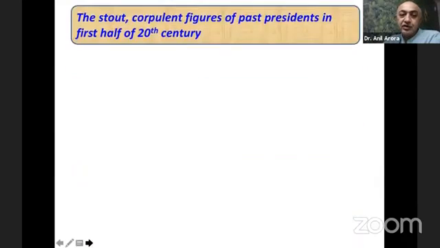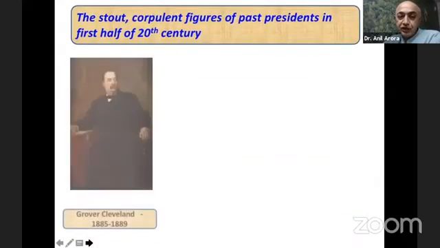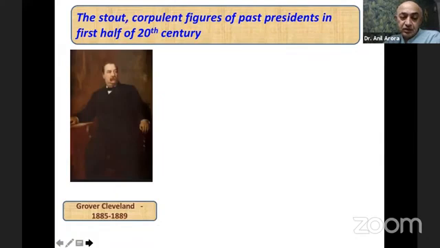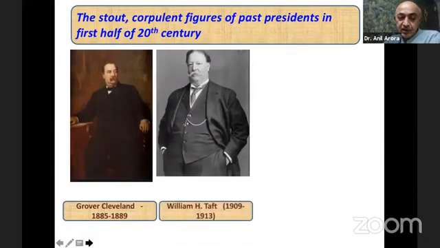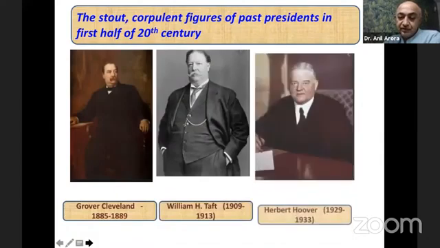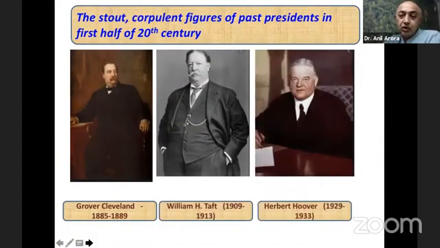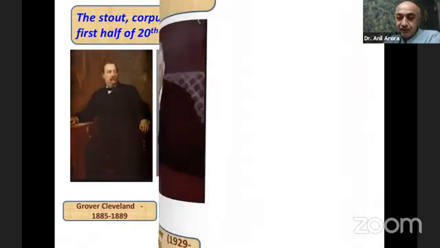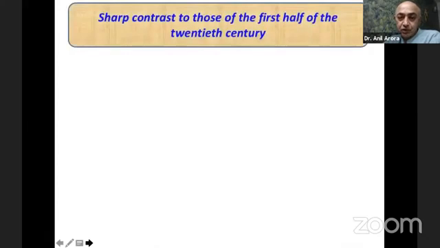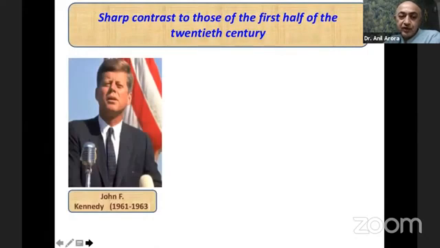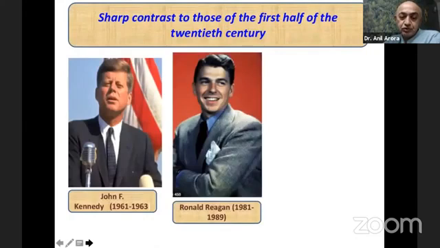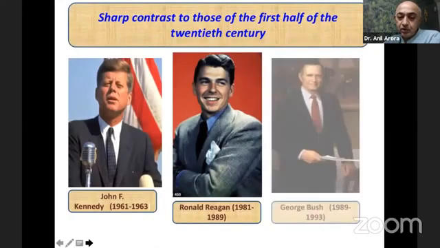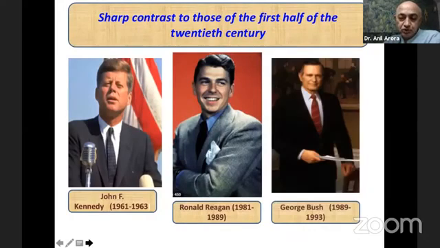Look at the way you had opulent presidents in the initial part of the US presidential elections. Look at Grover Cleveland, William Taft, and Herbert Hoover. All of them were plump. They were showing signs of opulence in the first half of the 20th century. And subsequently, in the latter half of the 20th century, look at the figures of the American presidents. You have John F. Kennedy, you have Ronald Reagan, and you have George Bush.